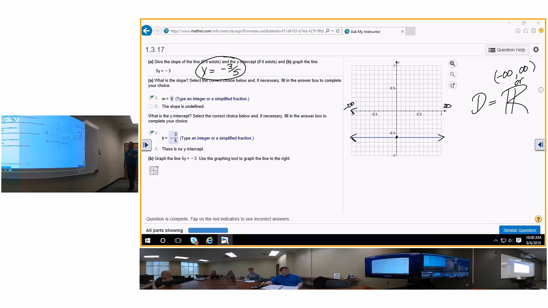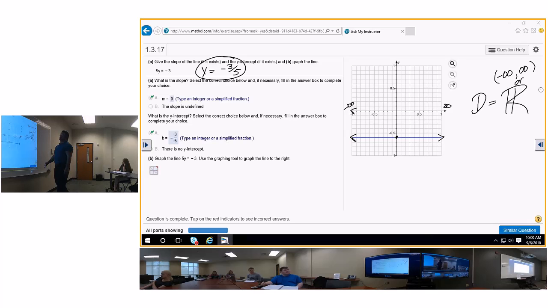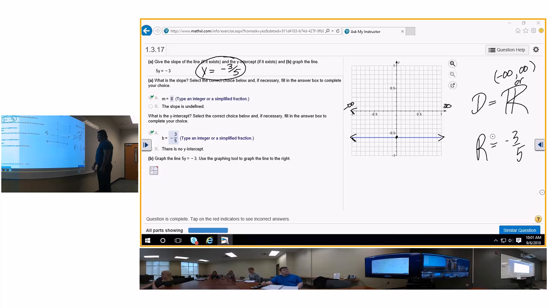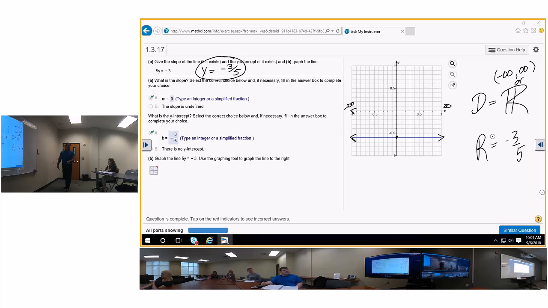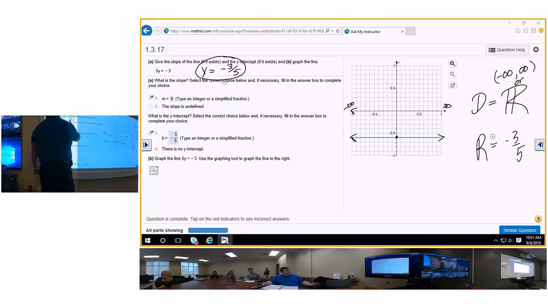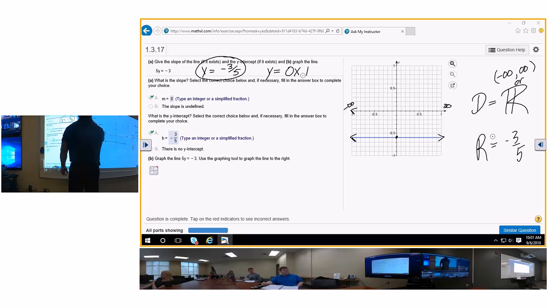Okay? What's the range? This ought to be easy. What's the range? Negative 3/5. That's the only number you got on the y-axis. So that's pretty simple. Now, let's go ahead and write negative 3/5, so that's going to be y is equal to 0x minus 3/5. Hold on.